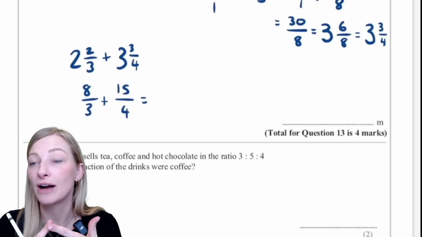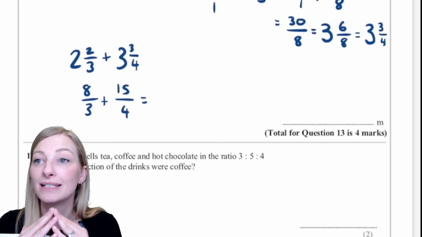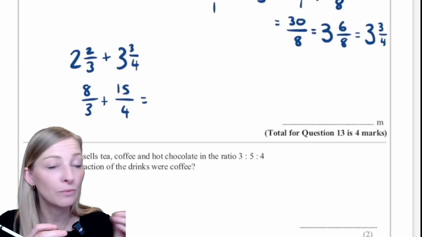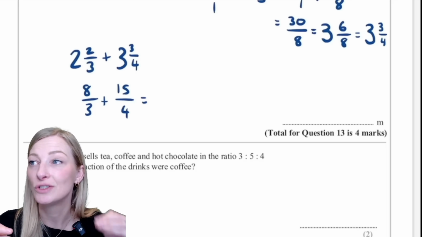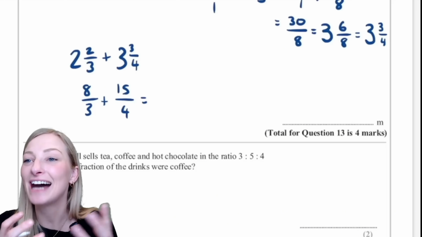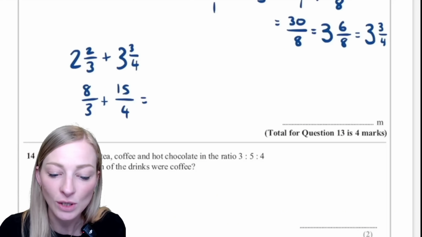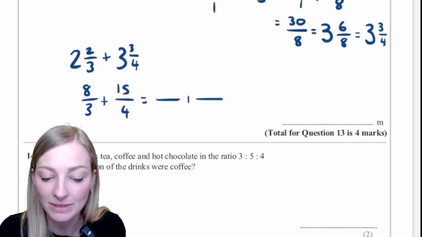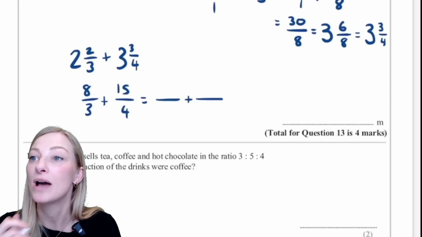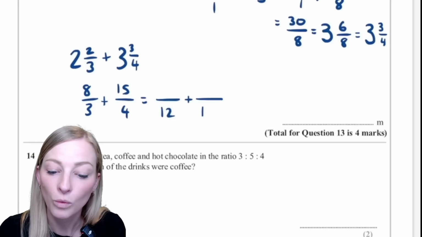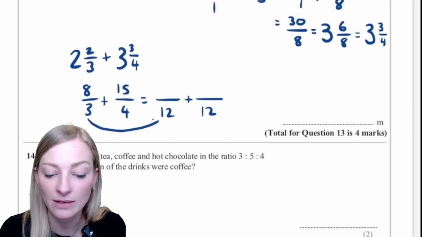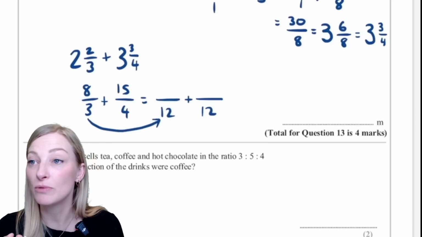Adding and subtracting fractions, you want to make the denominators the same. For multiplying, we just do numerator times numerator, denominator times denominator. But for adding and subtracting, we have to make them the same. So I'm looking for a number that's in the 3 times table and the 4 times table, and that is going to be 12. Whatever you've multiplied the denominator by, you need to also multiply the numerator by to keep it equivalent.